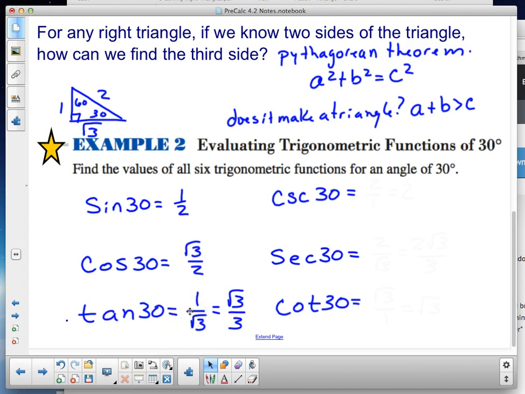Now, cosecant is 1 over sine, which is hypotenuse over opposite, and it's 2. And the secant is hypotenuse over adjacent, and that's 2 over the square root of 3, but I have to get rid of that square root of 3 on the bottom, so I multiply by the square root of 3 over the square root of 3, so I get 2 square root of 3 over 3. And the tangent again is the square root of 3 over 3, but over here I don't have to do much work. The cotangent of 30 is the reciprocal of tangent of 30, so it's the square root of 3. That's all we're doing. Okay, example 2 is done.